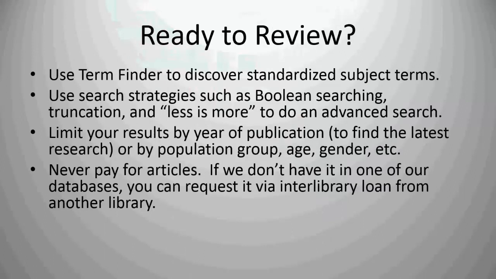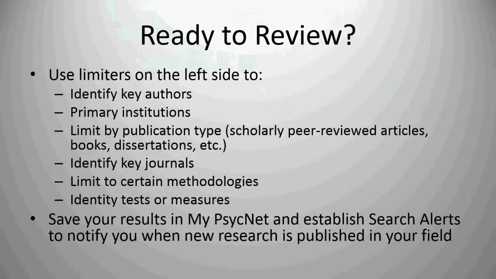So we use Term Finder to discover the standardized subject terms. We can use other search strategies to kind of expand our search, and I call it snowballing. When we added to smoking, we added tobacco and nicotine and some of these other terms in order to find more relevant articles. Limit your results by the year of publication to find the latest research, or by population group, age, gender, etc. As we mentioned, never pay for articles. If we don't have it in one of our databases, likely you can get it via interlibrary loan.